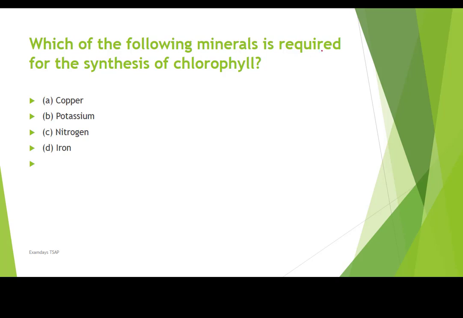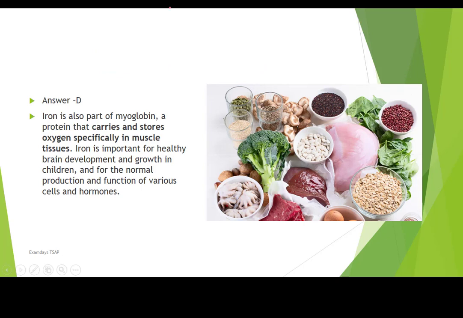Moving on to the next question. Which of the following minerals is required for the synthesis of chlorophyll? A. Copper, B. Potassium, C. Nitrogen and D. Iron. So I think the correct answer is iron, option D. Iron is a part of myoglobin, a protein that carries and stores oxygen specifically in muscle tissues. Iron is important for healthy brain development and also growth in children.